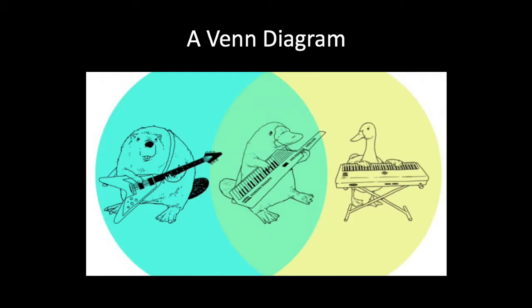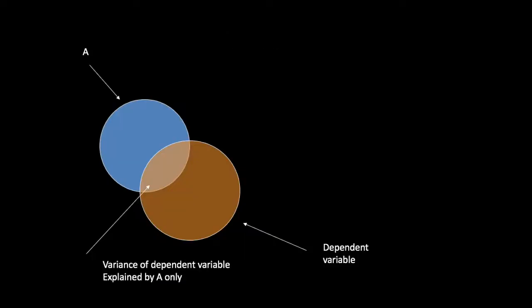Let's talk about Venn diagrams, because that might explain a little bit about the shared variance and why the type 1 and type 3 sums of squares would be different. Here, let's say we have a dependent variable. Could be how insecure you feel. And we have an independent variable. Say the level of school, elementary, middle school, or high school. So we'll call that variable A. And here we have the variance of the dependent variable explained by A only, explained by our one independent variable.